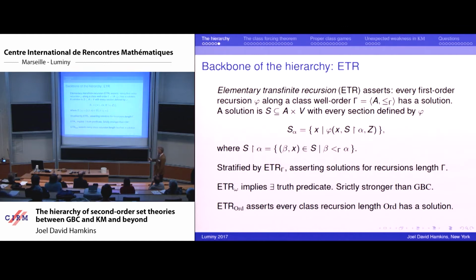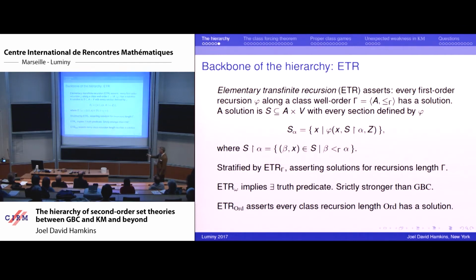The principle of elementary transfinite recursion says that if you have a first order formula phi and you have a class well order, so this is a well ordered relation on some possibly proper class, maybe on the ordinals. So the order type could be much longer than ord, maybe it's ord to the omega or ord squared or whatever you like. Then a solution to that recursion is a class, a two-dimensional class whose sections are defined by that formula over the previous part of the recursion.